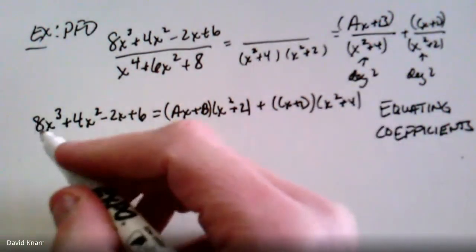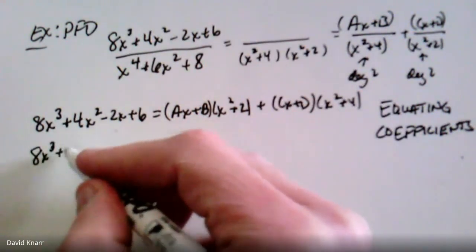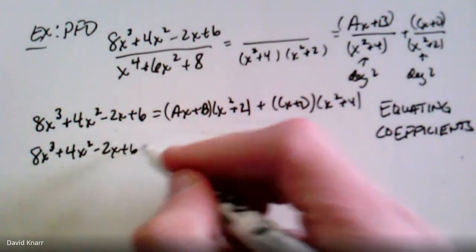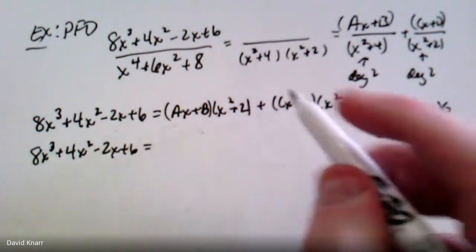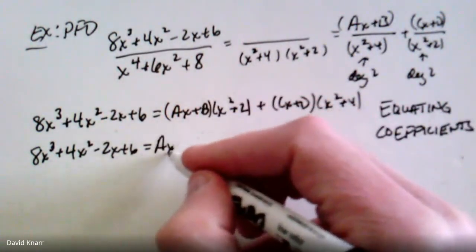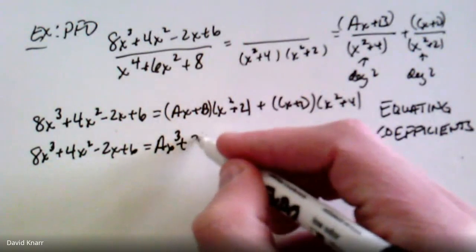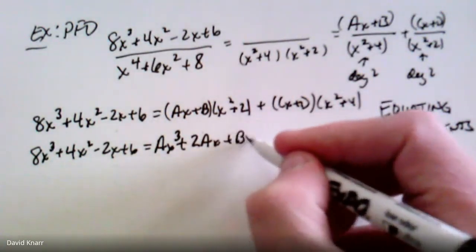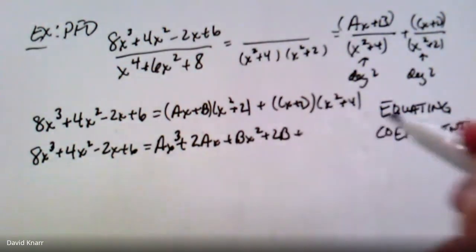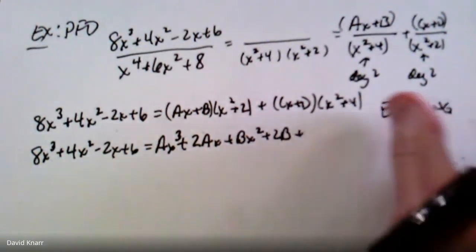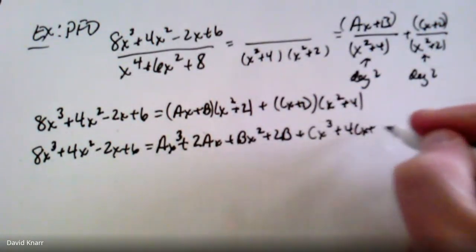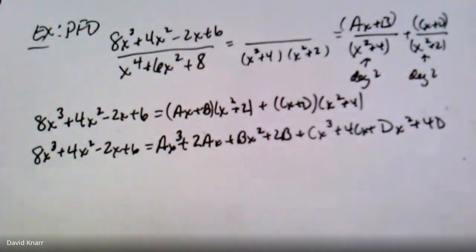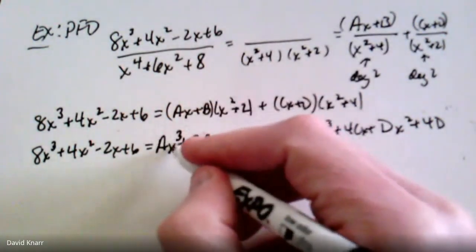The first thing you're going to do is we're just going to rewrite what's on the left. We're not going to touch what's on the left at all for now. On the right, you're going to FOIL this. That's how you equate coefficients. So if we FOIL it, we get ax cubed plus 2ax plus bx squared plus 2b plus, I'm going to have to get rid of the coefficients here, so this is cx cubed plus 4cx plus dx squared plus 4d. All right. So I FOILed that. It was a mess. Didn't take too long.